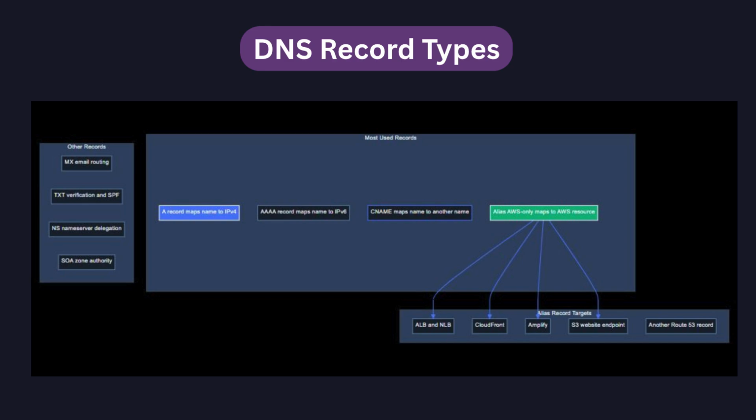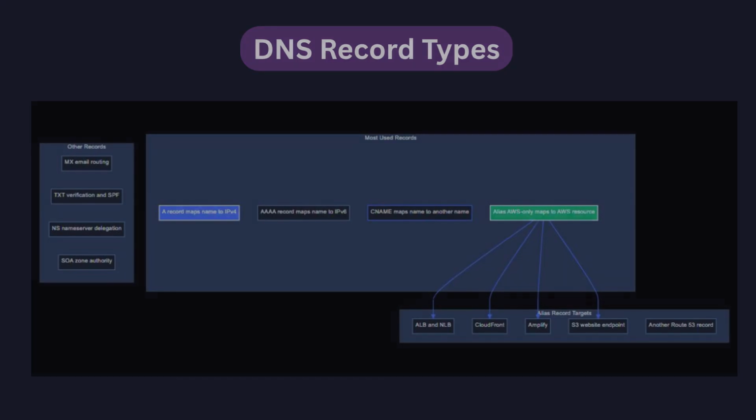An A record maps a domain to an IPv4 address, while an AAAA record maps it to IPv6. A CNAME maps one domain name to another, while alias is AWS specific and maps directly to AWS resources. The most important difference is that CNAME cannot be used for the root domain, like example.com, while alias can be used at the root and directly connects to AWS services like ALB or CloudFront, making it the preferred option in AWS environments.